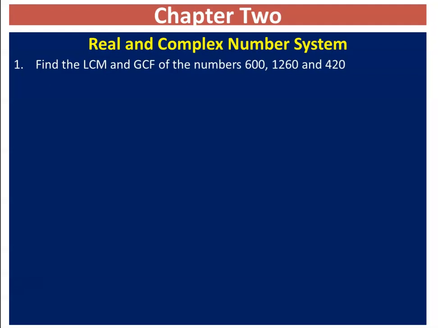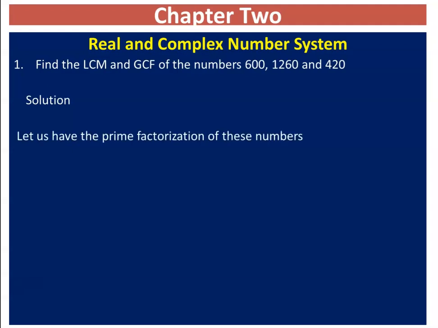So you are supposed to find the least common multiple and the greatest common factor for these three numbers, 600, 1260 and 420. So in order to find this, we need to have a prime factorization of these numbers. So let you see how I'm going to do. So we need to factorize all these three numbers. We need to look for the prime factorization of them.